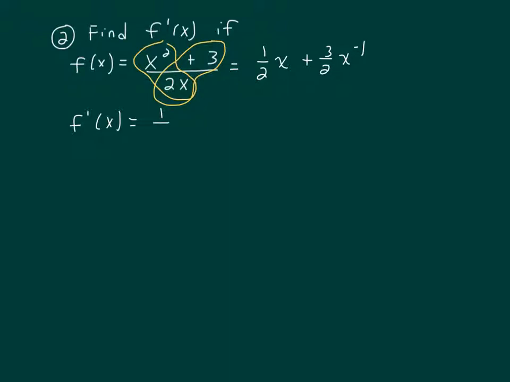So we end up with 1/2, because this 1/2 x term is linear. It should make sense to you that if it's a linear term, the derivative is just going to be the number in front of x, because that's what the slope is, and a derivative is a slope. And then we'd have minus 3/2 x to the negative 2. We can clean this up and write this as minus 3 over 2x squared. If it's multiple choice, you're more likely to see that.